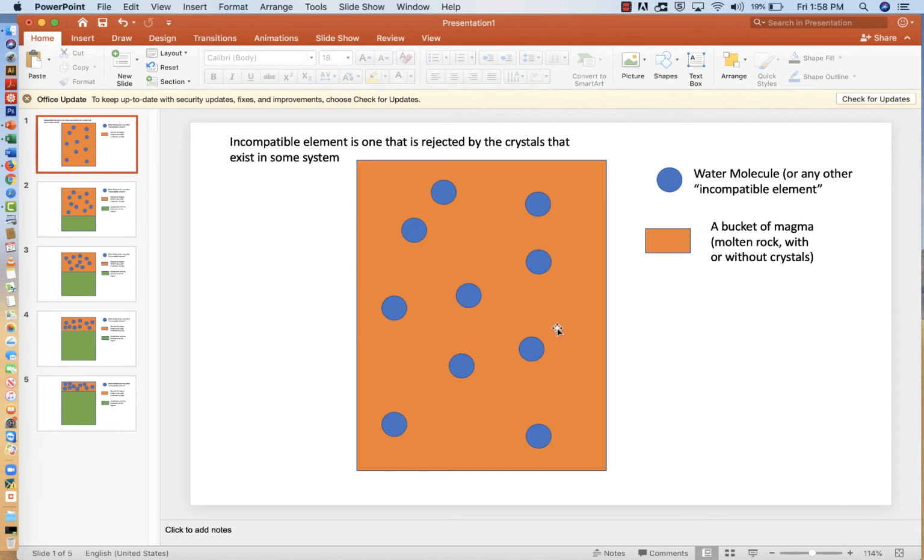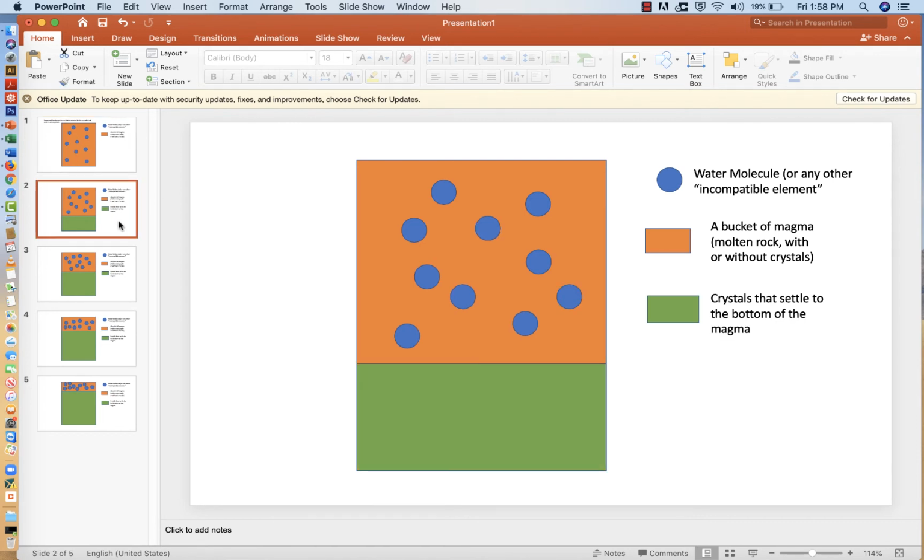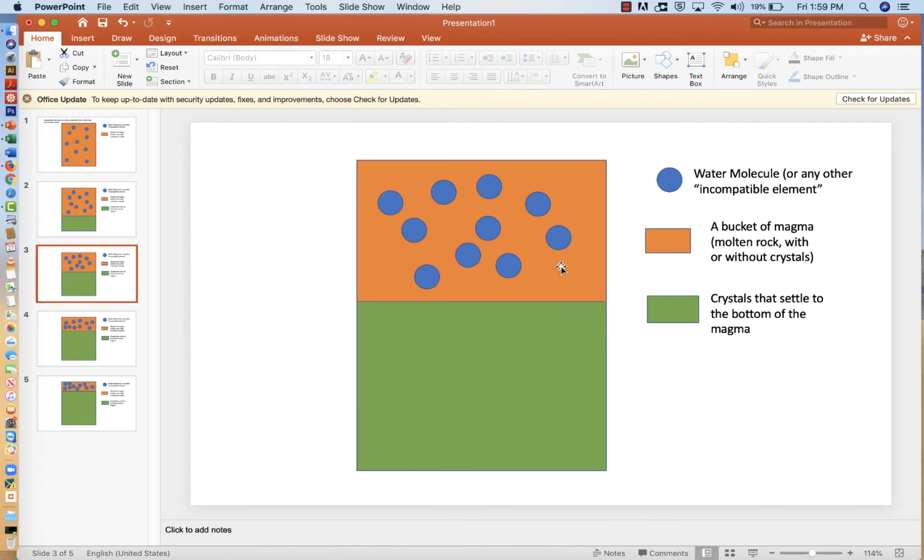molecules, and we let the system cool so that we make a little bit of olivine, let that olivine be green and form at the bottom of the chamber. So here are olivine crystals that just take up that whole green space. Notice that the water molecules, since they're not being absorbed into the olivine structure, are crowded into this smaller amount of magma that's left. And if we crystallize a little bit more, then the concentration of water is even higher.